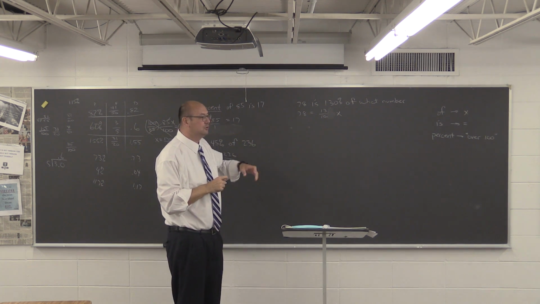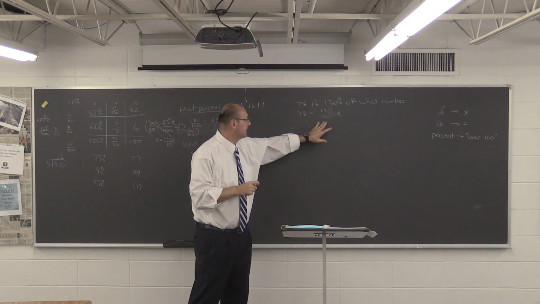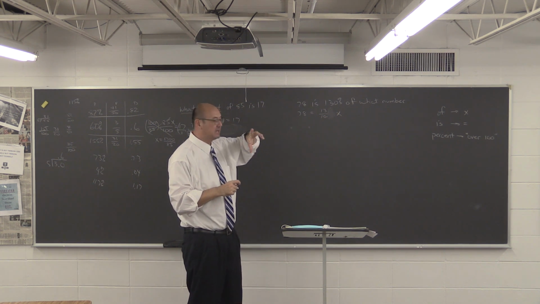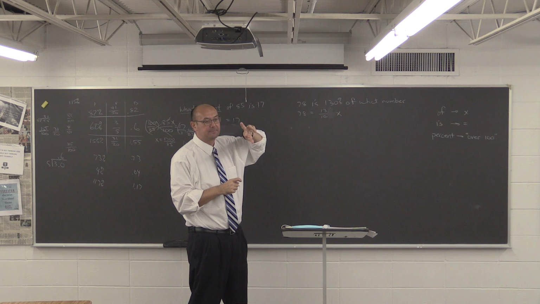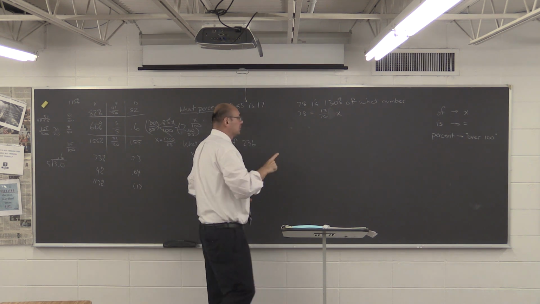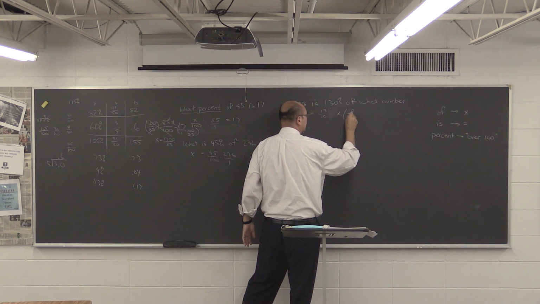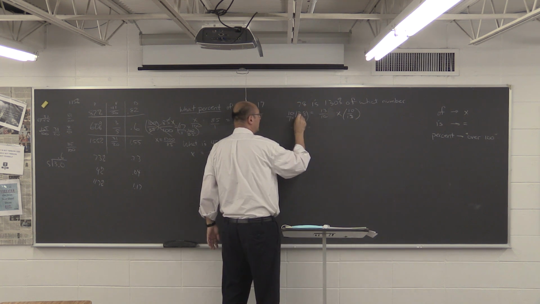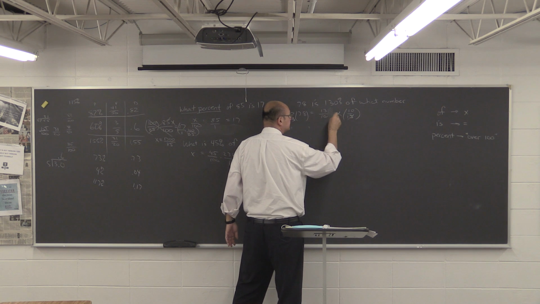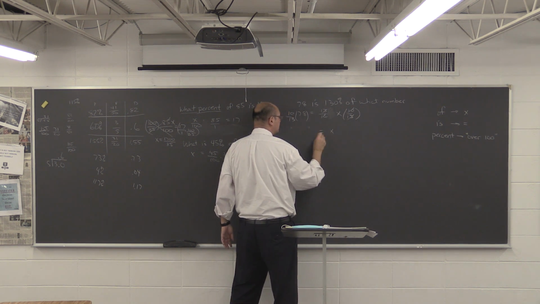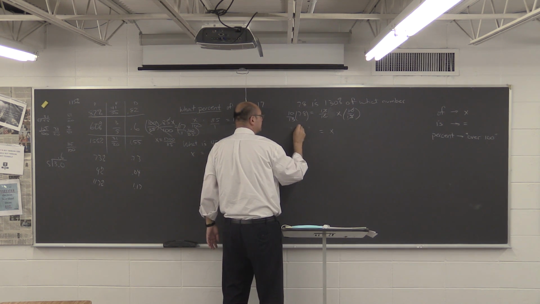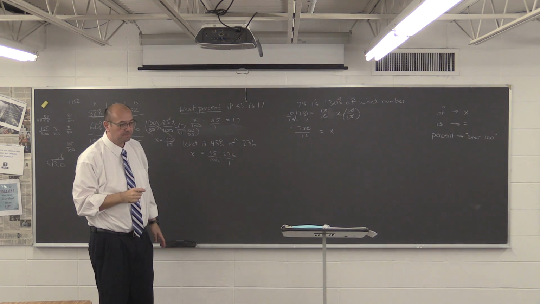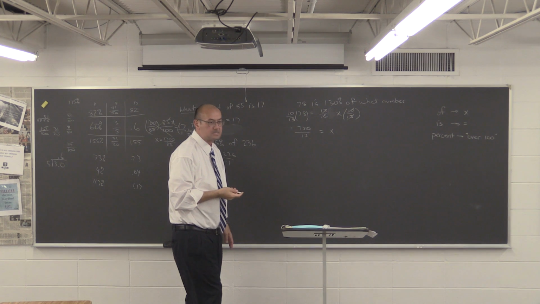How do I obliterate 13/10 and leave X by itself? I multiply both sides by the reciprocal of it, not the opposite, but the reciprocal. The reciprocal of 13/10 is 10/13, so take this times 10/13. The 13's cancel, the 10's cancel, X is equal to 78 times 10, which is 780 over 13. You see that? So that's what you do.